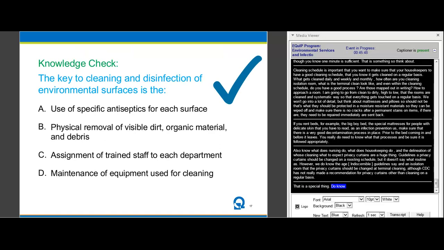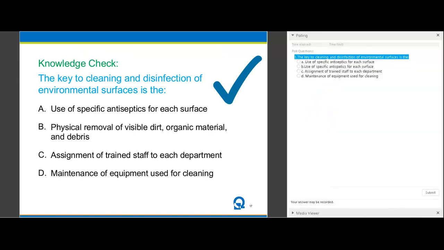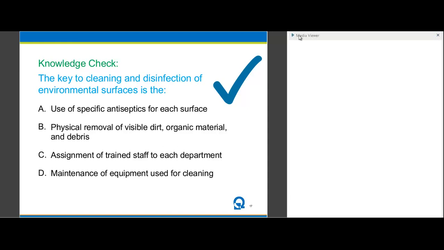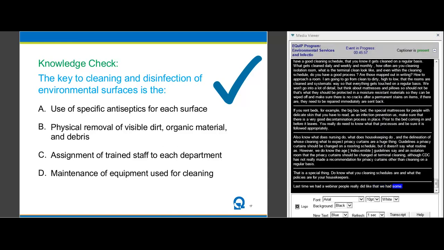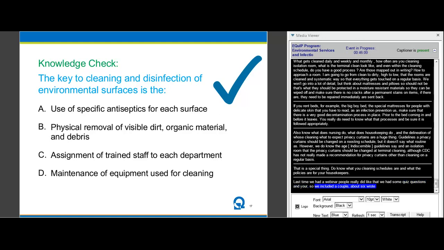Now, last time we had a webinar, people really did like that we had some quiz questions in here, so we've included about 6 of them throughout the presentation. So here we go. This is our first knowledge check.